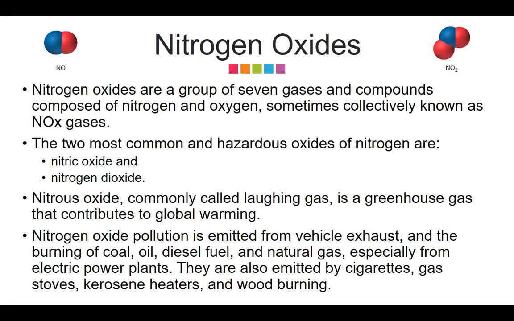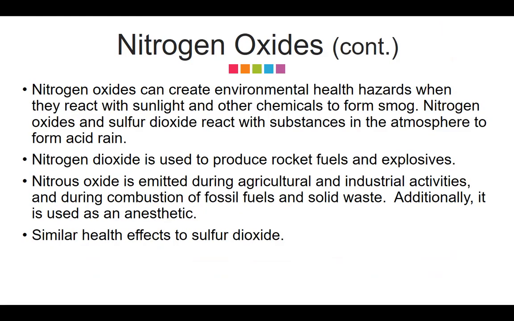Nitrogen oxides can create environmental health hazards when they react with sunlight and other chemicals to form smog. Okay, so keep that in mind when we start looking at nitrogen oxide. Nitrogen oxides and sulfur dioxide react with substances in the atmosphere to form acid rain, which again we'll talk about here in a minute. Okay, nitrogen dioxide is used to produce rocket fuels and explosives.